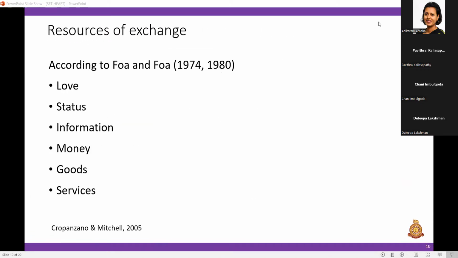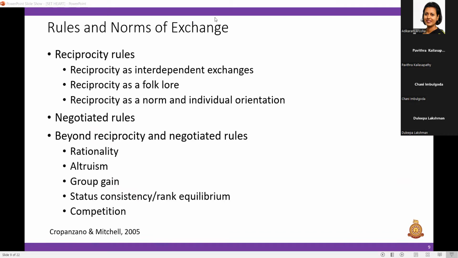I'm just chugging along. If you need any clarification, anybody who is familiar with social exchange theory wants to jump in and say anything, please feel free to jump in, right? I think if you raise your hands, I should be able to see that message.